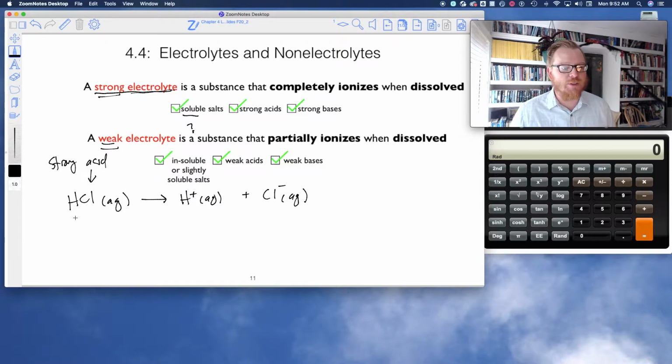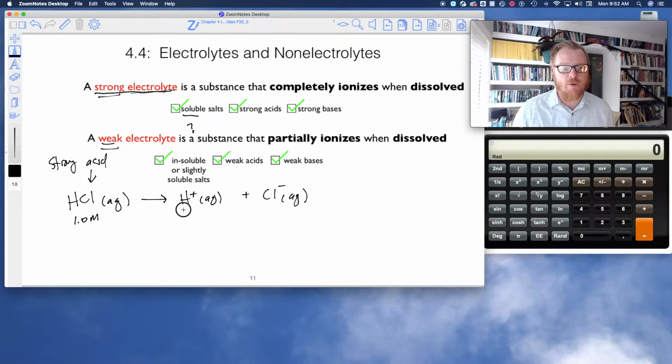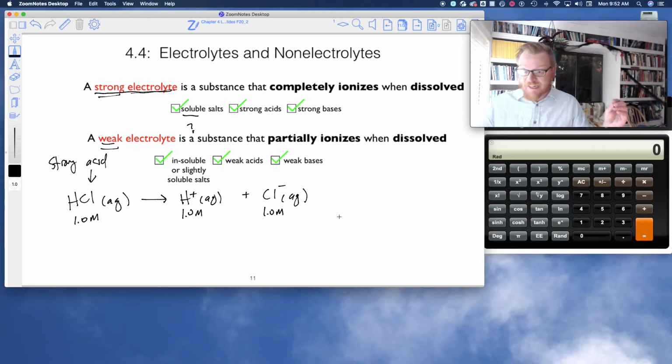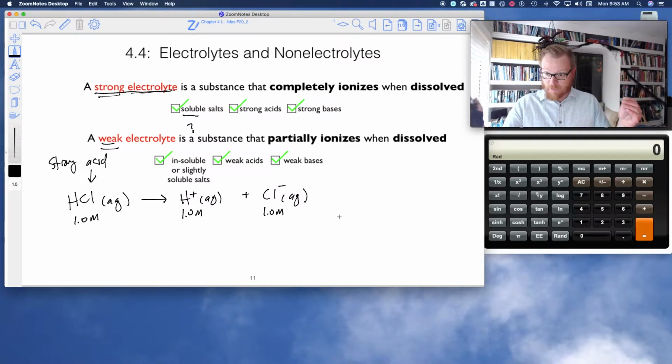So for example, suppose I had 1.0 molar HCl, and it's aqueous, then what that means is I would have 1.0 molar of H plus ions and I would have 1.0 molar of Cl minus ions. So it's completely ionized. 100% of the molecule is ionized, okay, broken apart.